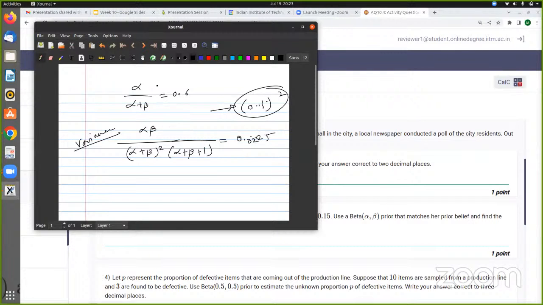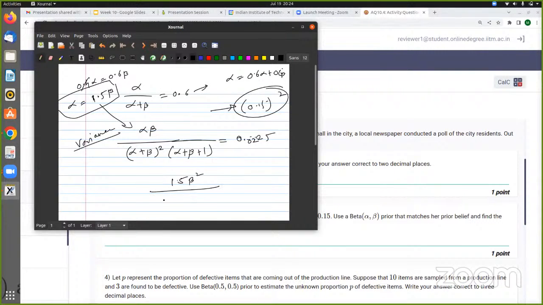Otherwise, there is nothing. Because from here we will get one equation, right? Alpha equal to 0.6 alpha plus 0.6 beta. And here it will be 0.4 alpha equal to 0.6 beta. So alpha will be equal to 0.6 by 0.4, it is like 3 by 2, right? It's 1.5 beta, correct? Yes, sir. Alpha equals 1.5 beta. If you substitute this value here, we'll get something. So it is 1.5 beta square, 1.5 alpha, so 1.5 plus 1 is 2.5.